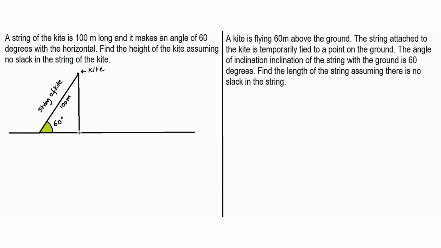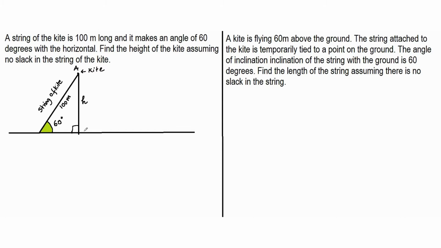So this is the perpendicular height of the kite. Find the height of the kite. This angle is 90 degrees. We have to find the height of the kite. So let this be the height of the kite. And assuming that there is no slack in the string of the kite, no slack would mean that this is basically the stretched side, right?